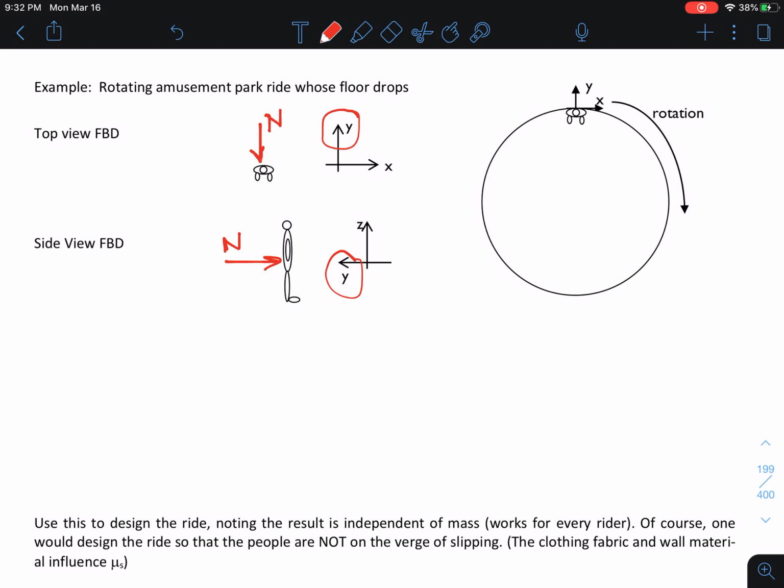And again, if there's no rotation, that normal force is zero. And if the rotation gets faster and faster, you will feel that force increasing. We will discuss that soon. But let's complete the top view free body diagram first. Let's assume the chamber starts from 0. So you just get in the chamber, and then it will start speeding up and rotating clockwise.